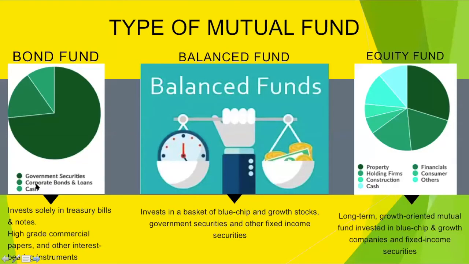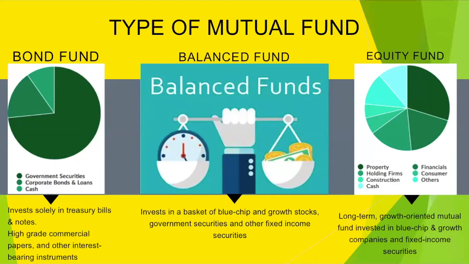So there are types of mutual funds. So the bond fund, the balance fund, and the equity fund. So ano ang mga differences nitong mga funds na to? It depends also, again, on your risk. So bond fund, ito yung dito ka pwede maglagay because this is conservative.